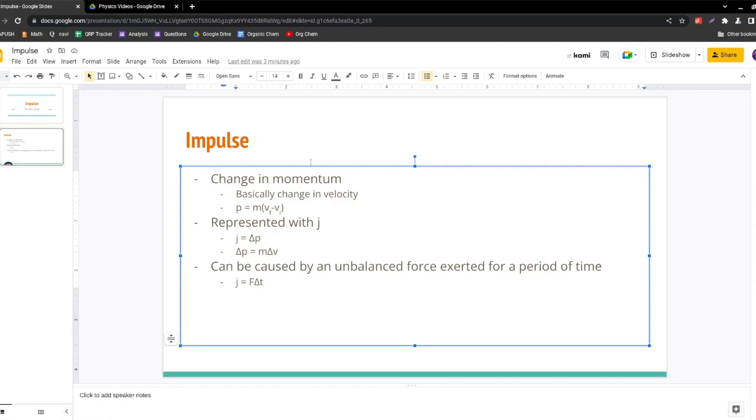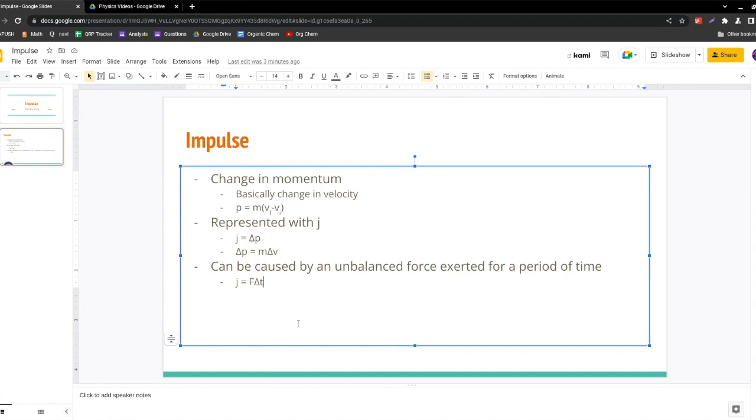And the other thing you need to know about impulse is that it can be caused by an unbalanced force exerted for a period of time. And that sounds really convoluted, but if I break it down for you, if you're exerting a force on an object, let's say that you're pushing a box.